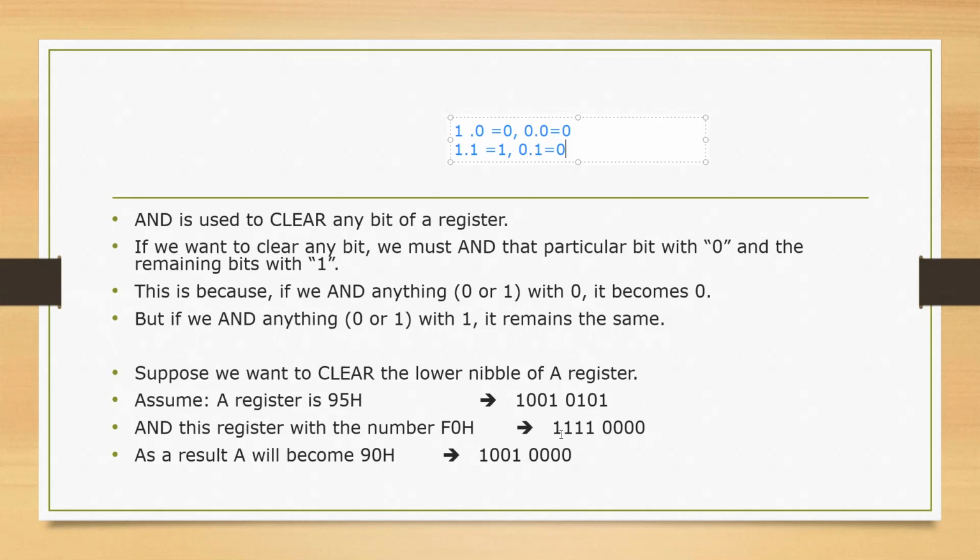So F0 is 1111 0000. When you AND bits with 0, you get the value 0, and if you AND bits with 1, you get the same number. So the result stored in the A register will be 90. That is, the lower nibble of the A register gets cleared. Is it clear?